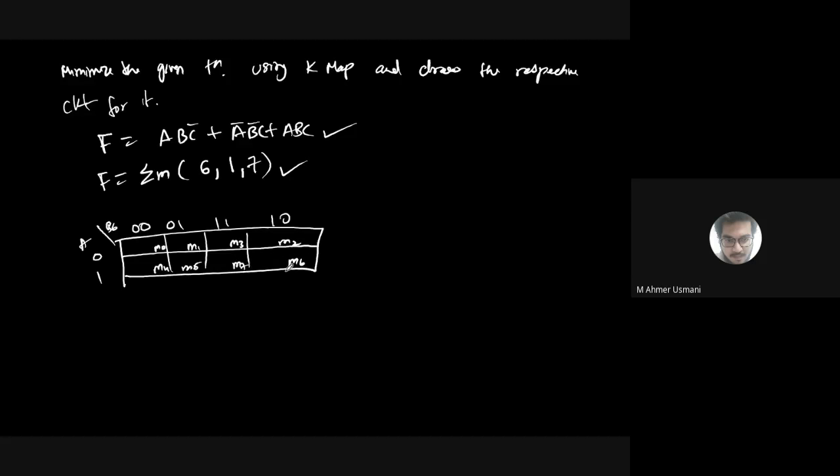After labeling, put down the respective min terms that were given into their respective places. So what is at 6? 1. So 6 is this one. Just put 1 over there. Next, put 1 at 1, and then put 1 at 7. Okay. After doing this, make it a group of 2. This one you cannot group with another, so what do you have to do? Make it an individual.